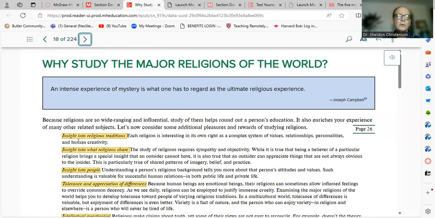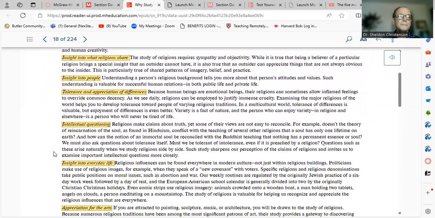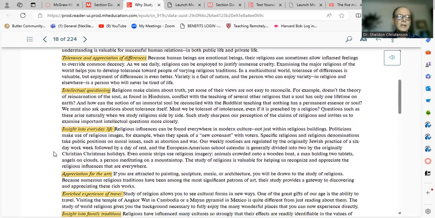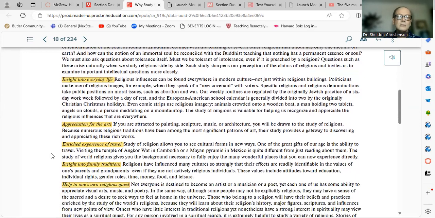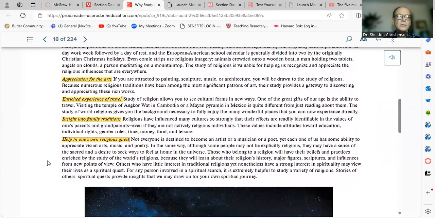Why study the major religions of the world? To gain insight into religious traditions, to gain insight into what religions share, what they have in common, to gain insight into people, why people are the way they are, to develop tolerance and appreciation of differences, for intellectual questioning, insight into everyday life, appreciation of the arts, enriched experience for travel, insight into family traditions, and help in one's own religious quest.